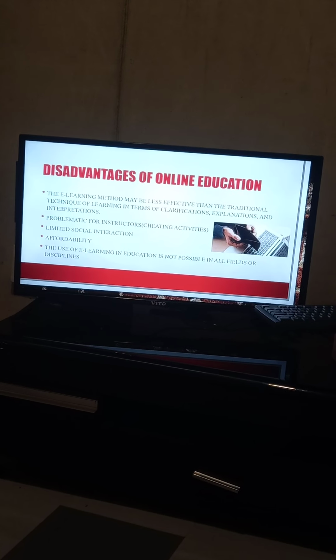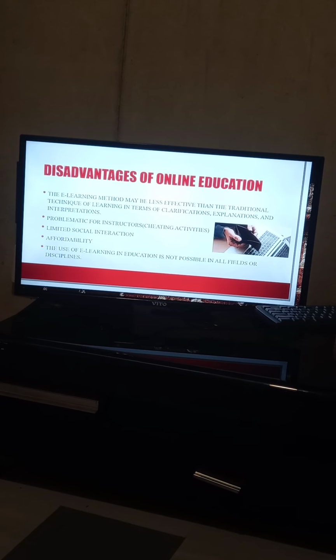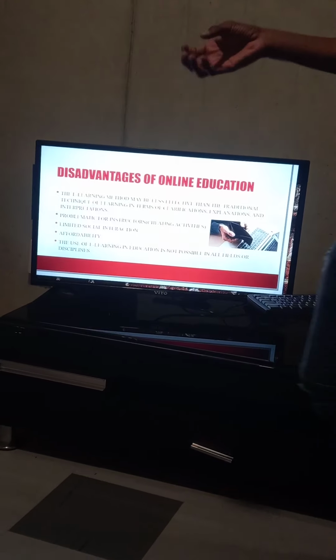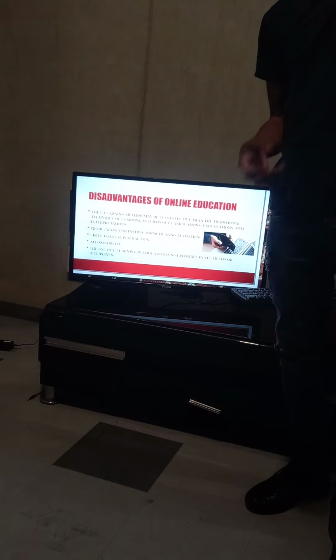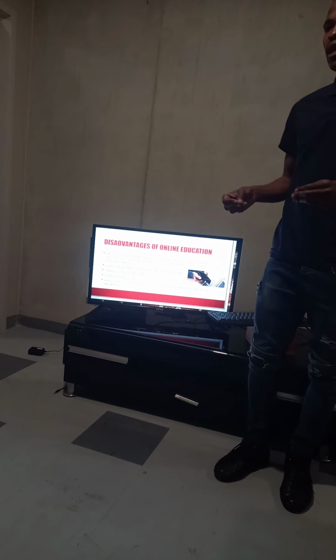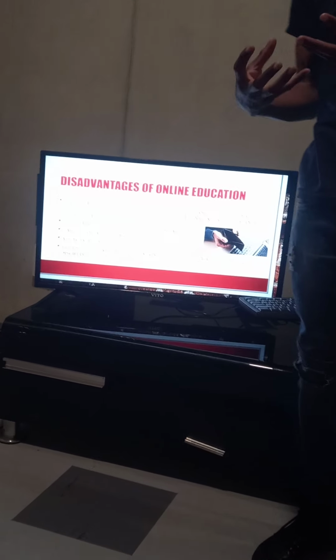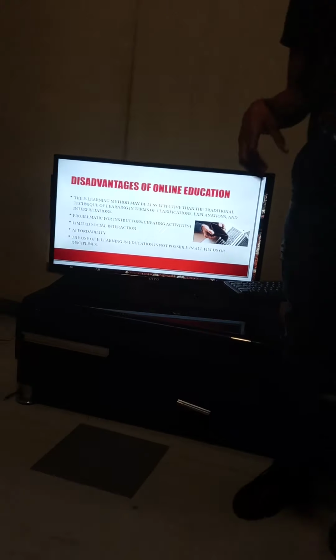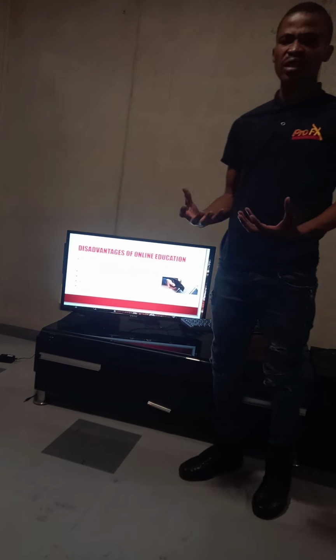The use of e-learning in education is not possible in all fields. This is very clear. In different types of subjects like physics and scientific subjects, they won't be able to do these practicals the same way they would have been done in a lab or at school. So it's not really conducive in that area.